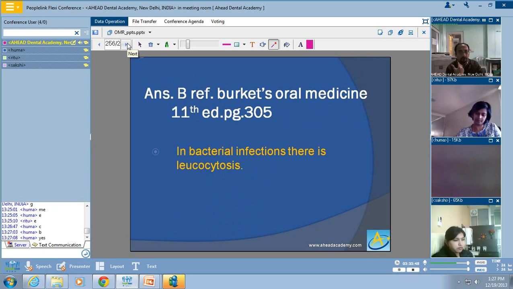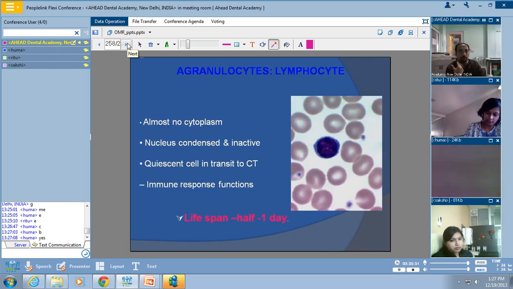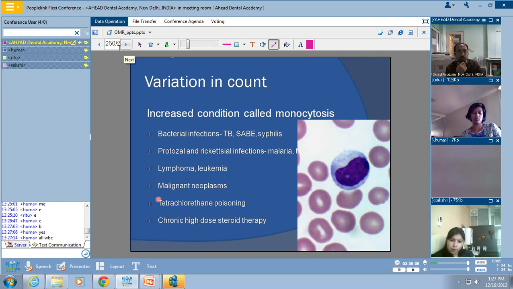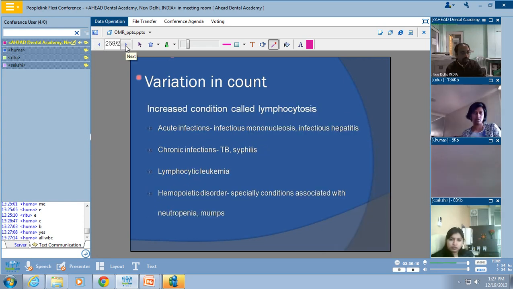So this is how a lymphocyte appears. No cytoplasm. Lifespan is half to one day. T cells and B cells I could have gone on and on, but time permits me only this. Yes, all WBC exactly. So if you want, you can just write it down. Lymphocytosis occurs in all these conditions. If you want to write it down, just let me know. I will go a bit slow.